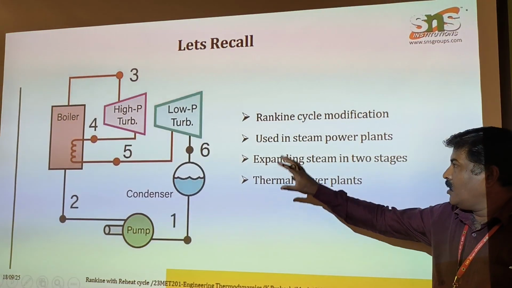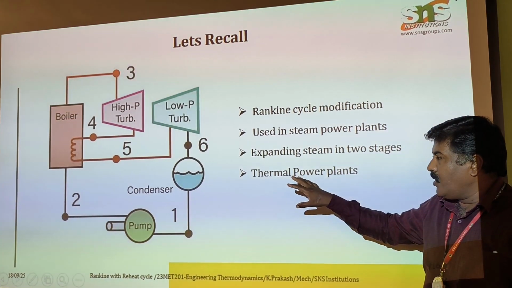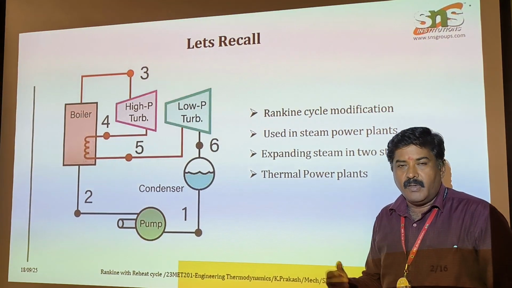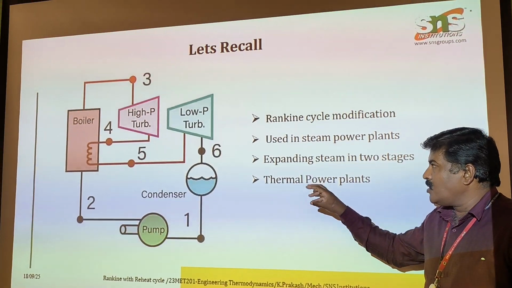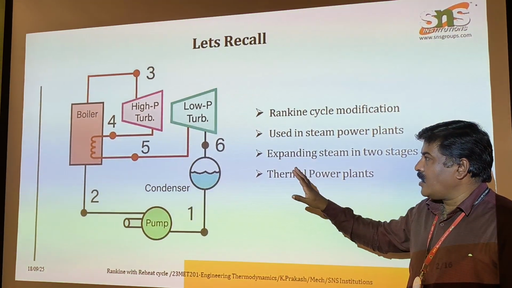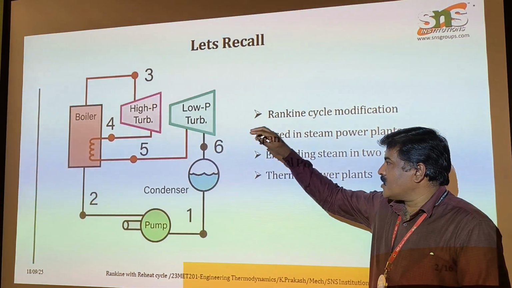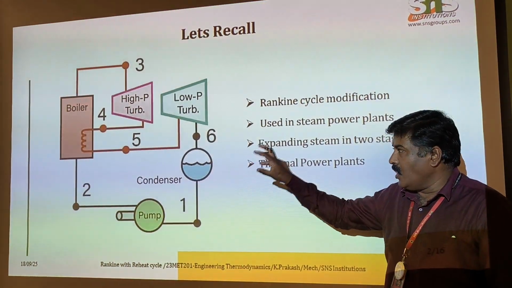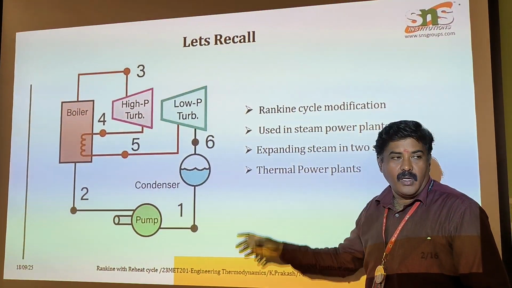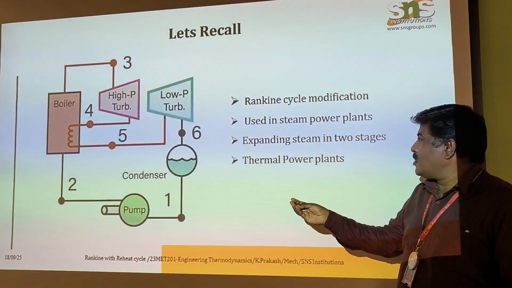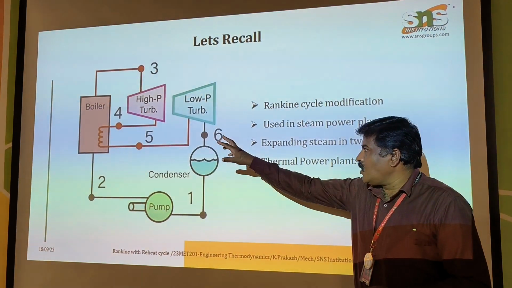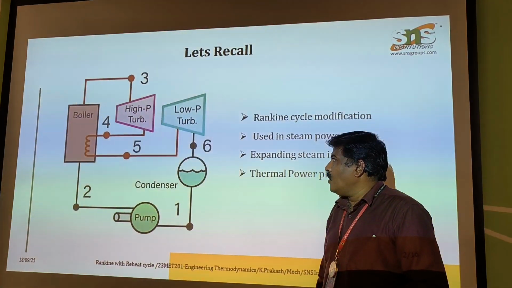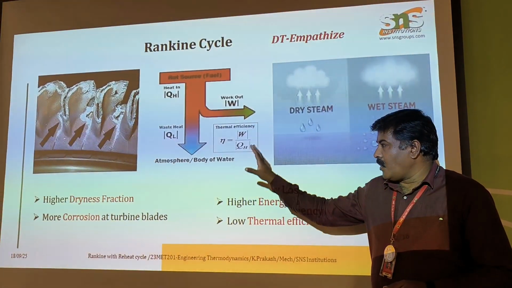In the Rankine cycle we discussed in the previous lecture series, here we are using some modification. In the Rankine cycle we have used a boiler, a turbine, a condenser, and a pump to do the heat supply and convert it into work. But here we have a small exception. We are using two types of turbines.